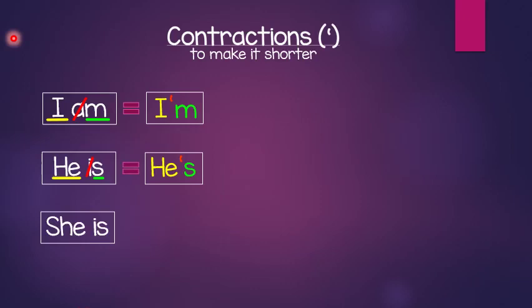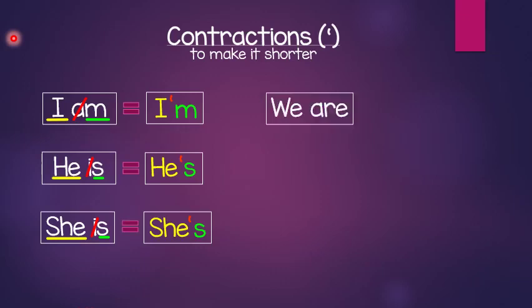Next, she is. Again, 2 words. So we take the first word, she, and then we put the apostrophe. And then from the second word, we get rid of the I, and we only take the S. So it becomes she's. She is, she's.